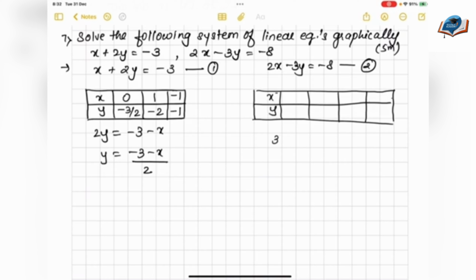Now here I can say 3y will be equal to 2x plus 8. So y will be (2x plus 8) by 3. Now, if I put 0 first, 2 into 0 will be 0. So 0 plus 8 will be 8, 8 upon 3. So my answer will be 8 upon 3. Same way, if I put half, 2 into half will be 1. 1 plus 8 will be 9. 9 divided by 3 will be 3. And if I put 2, 2 twos are 4, 4 plus 8 is 12, 12 divided by 3 will be 4. So I got 3 points. Now I need to plot them and show it on the graph.